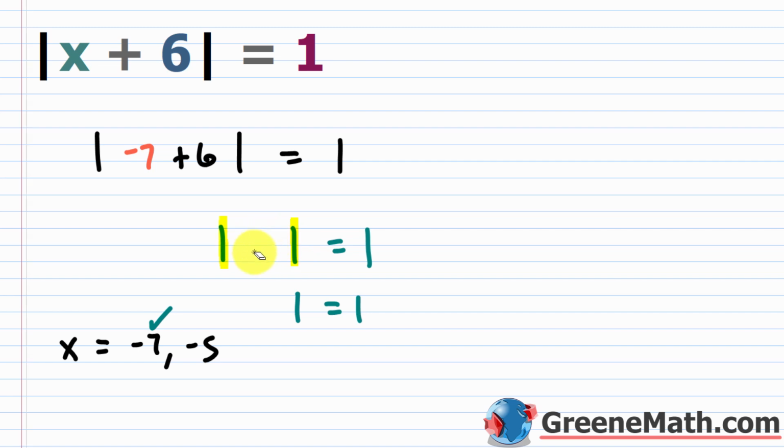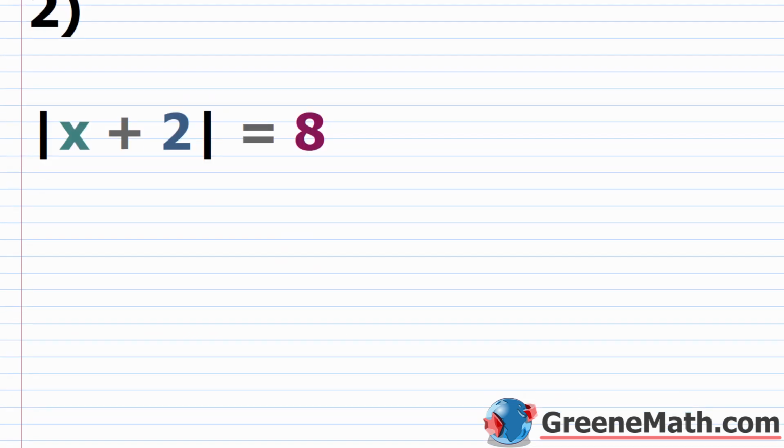So let's erase this, and let's erase this, and now if we put negative 5 in there, well, negative 5 plus 6 is positive 1, and the absolute value of positive 1 is 1, so you get 1 equals 1, so this works as a solution as well. Okay, let's look at problem number 2.